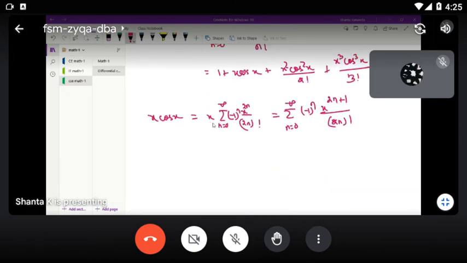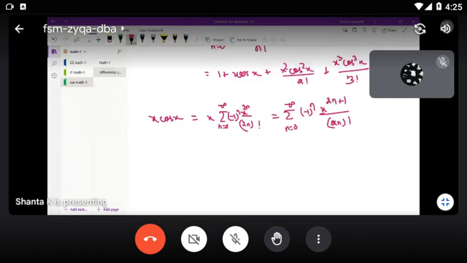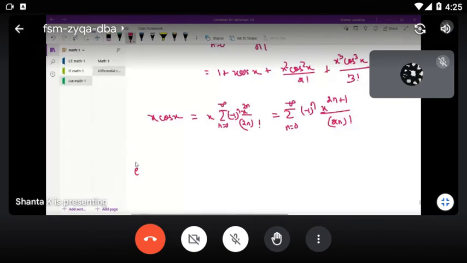And here since we have 1 power of x, we will take it inside the series. If you want, you can open it also. Now we will substitute this series in the e power x cos x. So e power x cos x is 1 plus x cos x, we will write it like this.